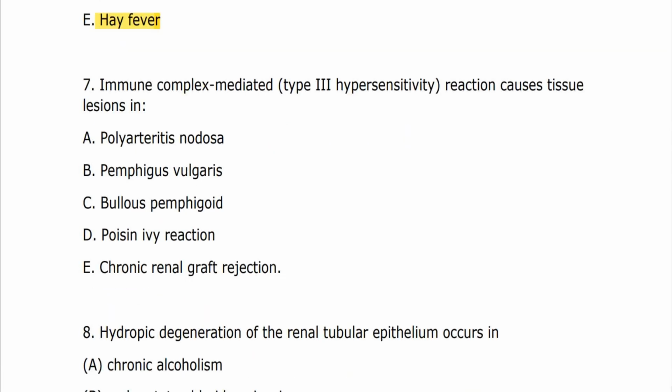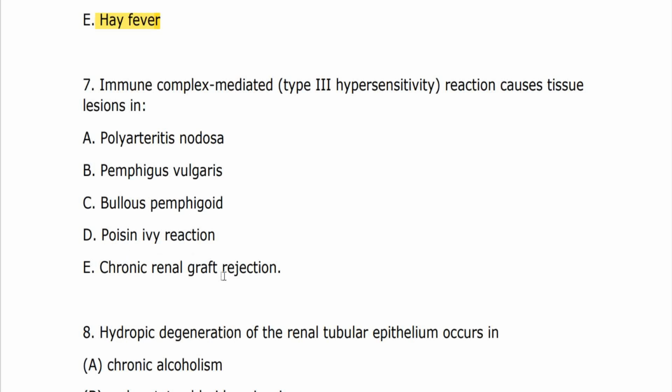Question number 7. Immune complex mediated, that's type 3 now. Reaction causes tissue lesion in. So they are basically asking us, I mentioned vasculitis already as one of the typical ways that you can represent type 3 hypersensitivity reaction or immune complex mediated reaction. So I think we could just look for one here. Polyarteritis nodosa is a form of vasculitis. That is our answer, but let's look at the others. Pemphigus vulgaris, bullous pemphigoid. Poison ivy should be type 4.